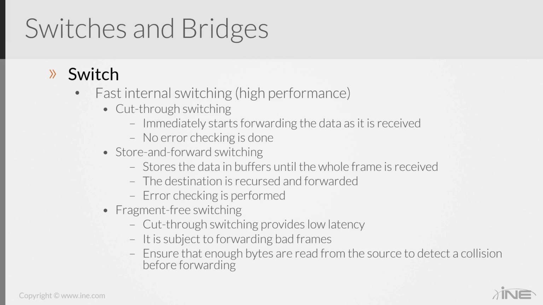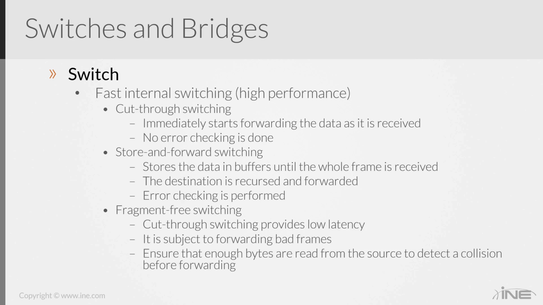So basically, cut through switching provides low latency. Fragment free is a kind of mixture of both cut through and store and forward. The first 64 bytes of a frame are stored in memory, error checking is conducted, and if nothing is detected out of the ordinary, the traffic is forwarded on. So bad frames can still be forwarded, because only the first 64 bytes are checked, and after that, anything else that happens goes on from there.